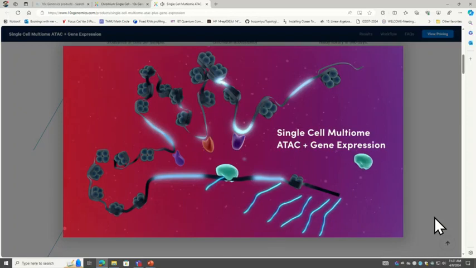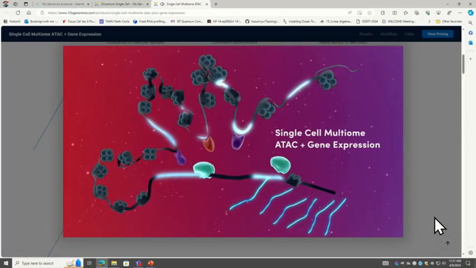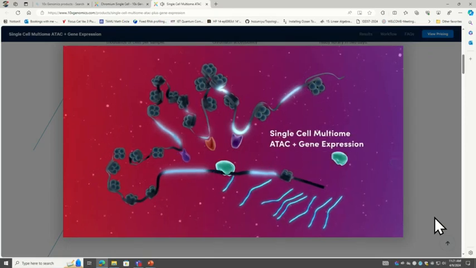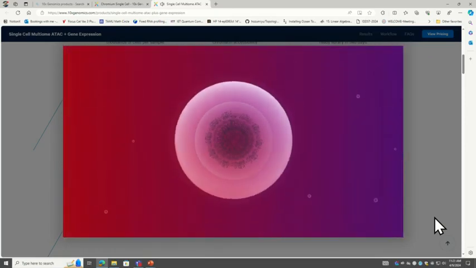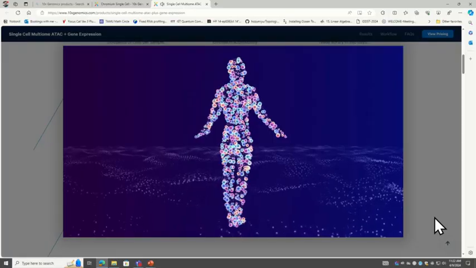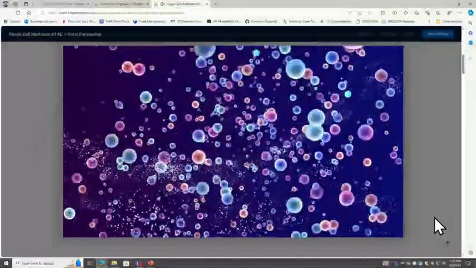Leverage two modalities in one simple workflow, using the first commercial multi-omic product to simultaneously capture the transcriptome and epigenome from the same cell. Transform your view of cells, tissues, and beyond. Multiply your power of discovery with multi-omics.